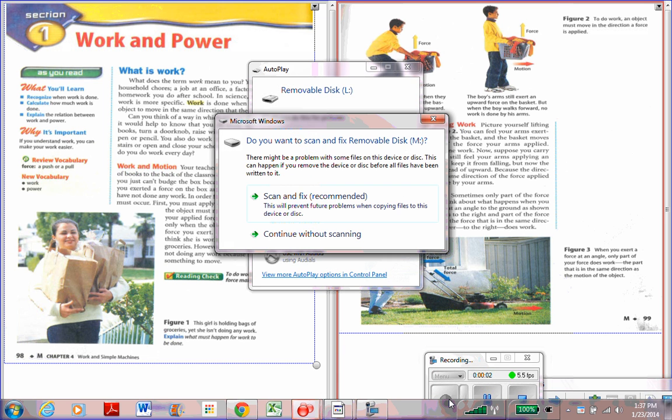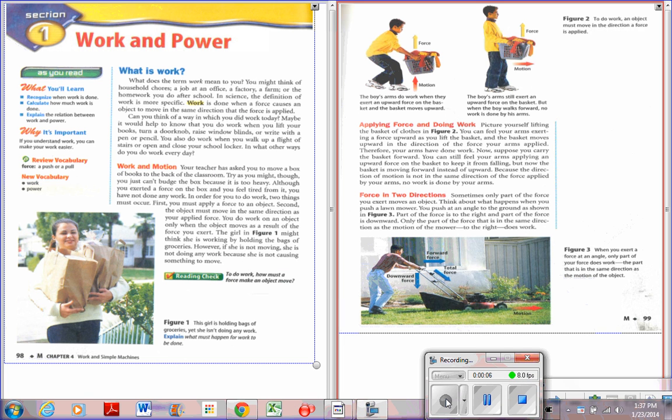Okay, so we are in chapter 4. All right, chapter 4, section 1, where we're talking about work and power. There's a little bit in here we're going to skip, but we are going to go on and make the outline. So notice you have work and power.